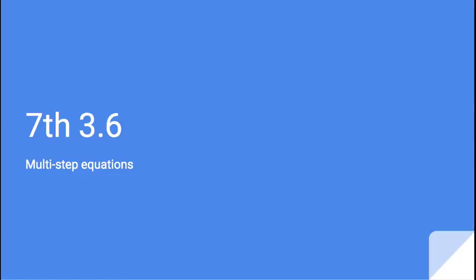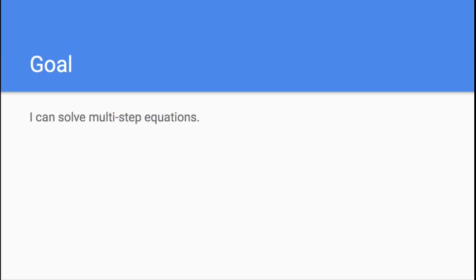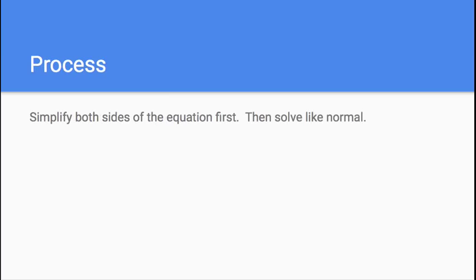Your 3.6 notes over multi-step equations, and it's actually going to be page 14 in your binder, because remember we had that 3.0 over what phrases tell you to do what operation. So this is 3.6. Now our goal for today is I can solve multi-step equations. And for the process, basically what you want to do is simplify both sides of the equation first.